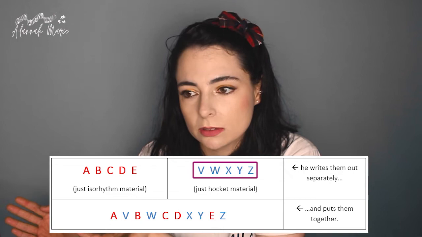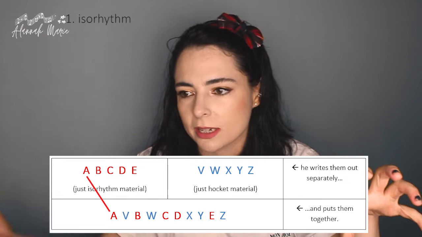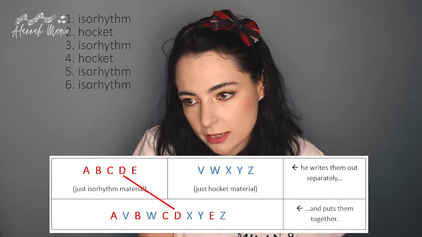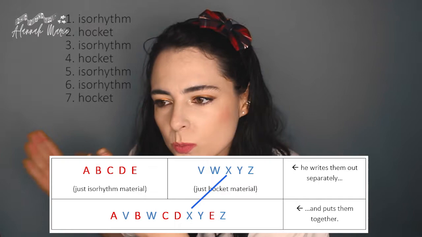So he'll take the A, the isorhythm, and he'll take a bit of Hocket material, and that'll be V. Then he'll go back to B, a bit of isorhythm material, a bit of Hocket material for W. Then he might go more isorhythm material, C. He might stick with isorhythm material, D, because he doesn't want it to become too predictable and merely have them alternating. Then we go to X and Y, Hocket material, E, back to some isorhythm material, and then back to some Hocket material for Z.